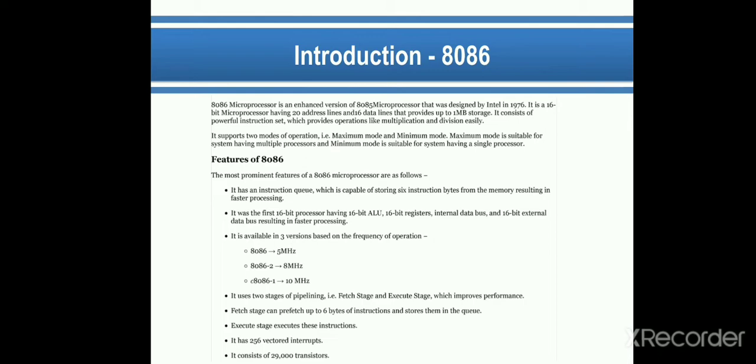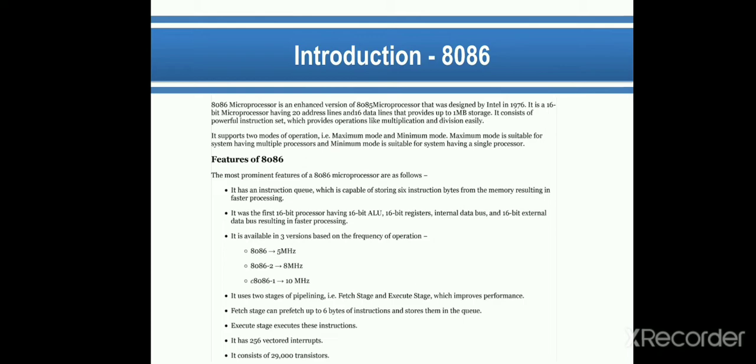There are three versions based on the frequency. One is 8086, which is 5 megahertz. The second one is 8086-2, which is 8 megahertz. And the last one is 8086-1, which is 10 megahertz frequency.